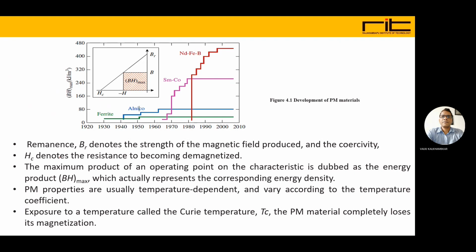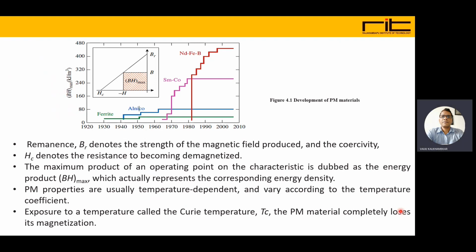BH value. Remanence, Br, denotes the strength of the magnetic field produced, and the coercivity, Hc, denotes the resistance to becoming demagnetized. So here you can see the Hc Br graph. The maximum product of an operating point on the characteristics is dubbed as the energy product, that is the BH, which actually represents the corresponding energy density of the material here.